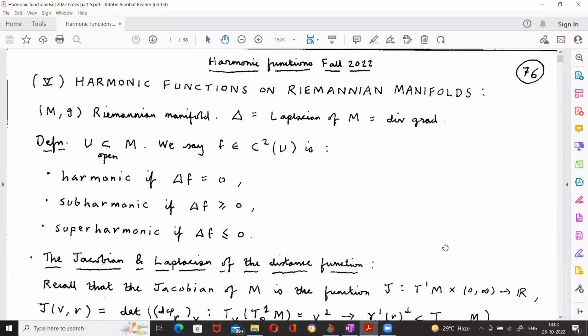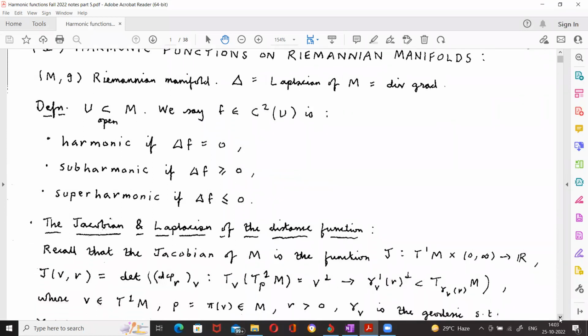All right. So we've defined harmonic functions on a Riemannian manifold, those whose Laplacian is 0. And we've also defined, these will also be important, subharmonic and superharmonic functions. So subharmonic functions, the Laplacian is non-negative, and superharmonic functions, the Laplacian is non-positive.